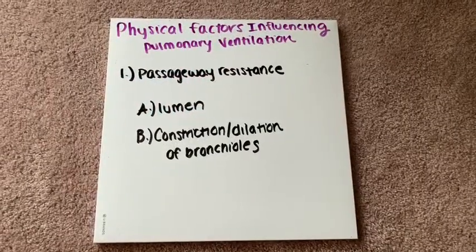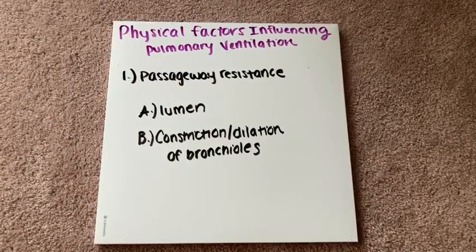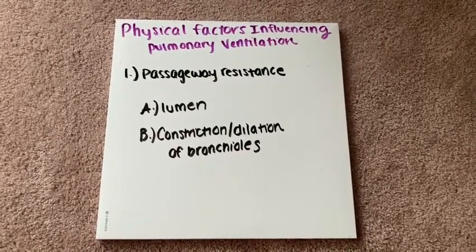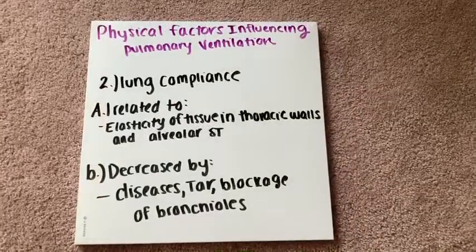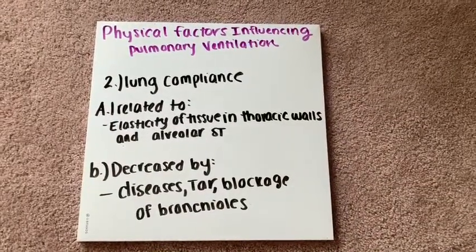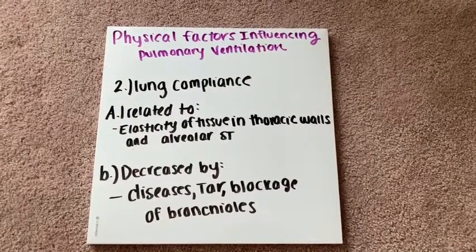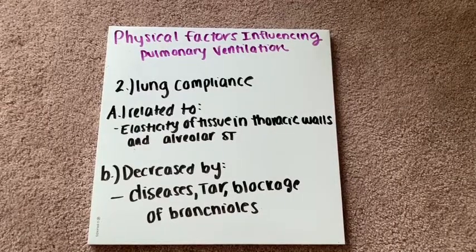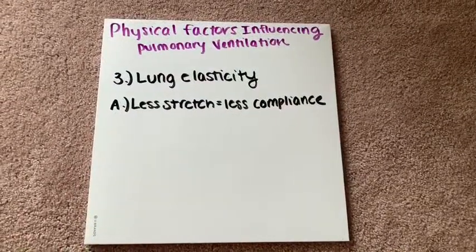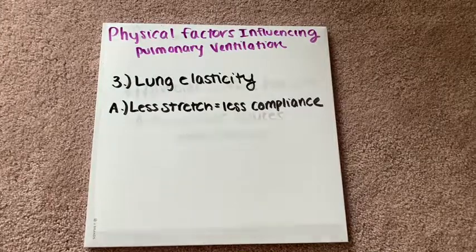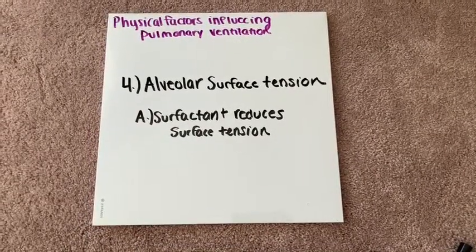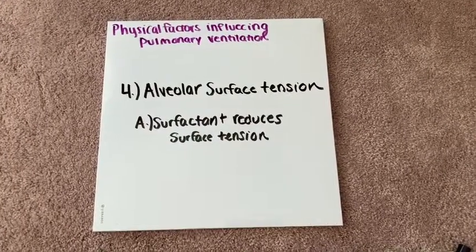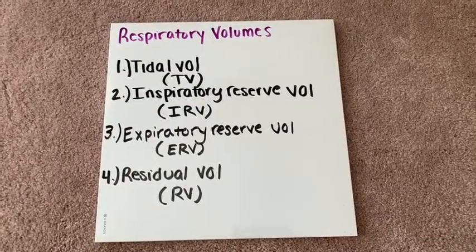There are 4 physical factors influencing pulmonary ventilation. The first being passageway resistance. This is affected by lumen size and constriction or dilation of the bronchioles. The second physical factor is lung compliance. This is related to elasticity of tissue in the thoracic walls and alveolar surface tension, and decreased by diseases, tar, and blockage of bronchioles. The third physical factor is lung elasticity. Less stretch equals less compliance. The fourth physical factor that influences pulmonary ventilation is alveolar surface tension. Surfactants reduce surface tension.